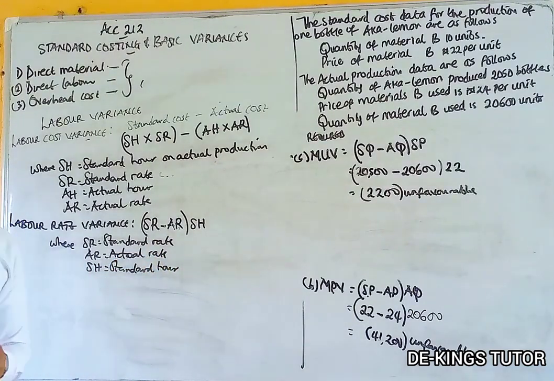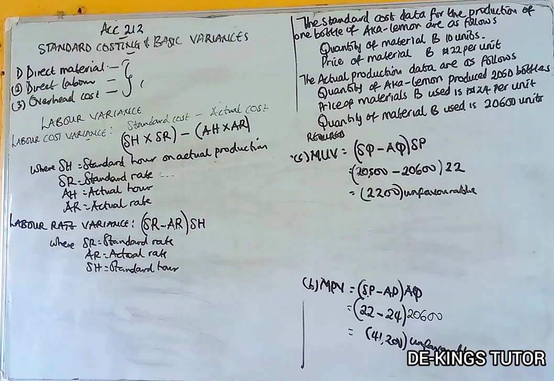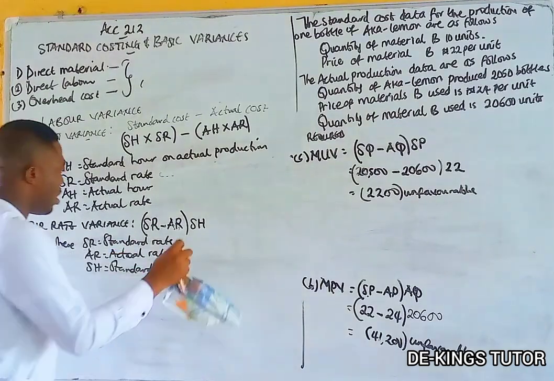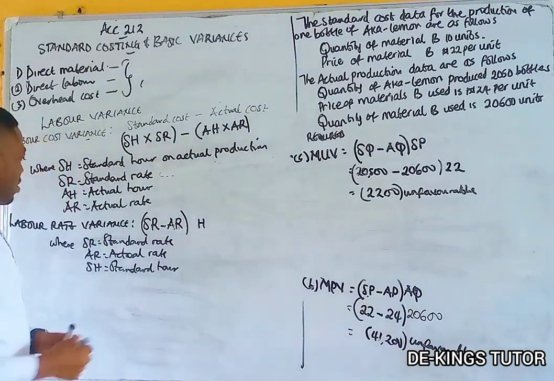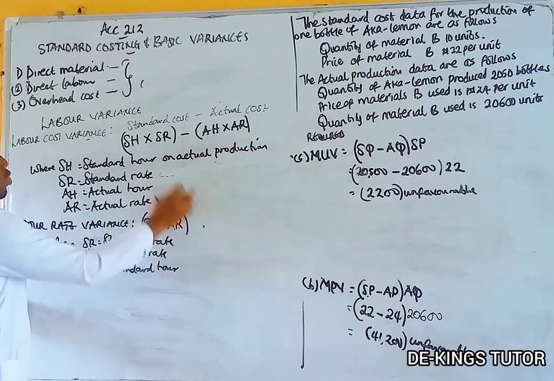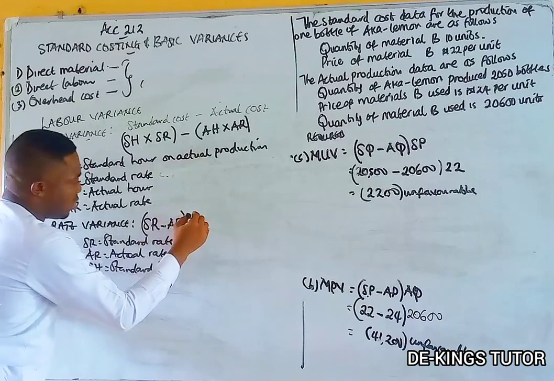Standard rate on actual production. Labor rate variance. It is not supposed to be on the actual. So you have to, where SR equals standard rate on actual production. It's SH, the other one.